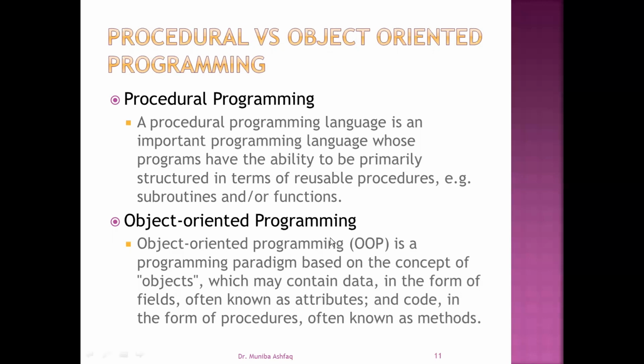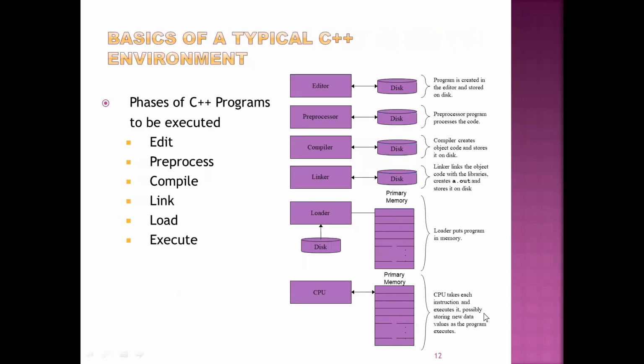But in object-oriented programming, this is a programming paradigm based on the concept of objects. So we have to create an object which may contain data in the form of fields, often known as attributes, and the code in the form of procedures known as methods.